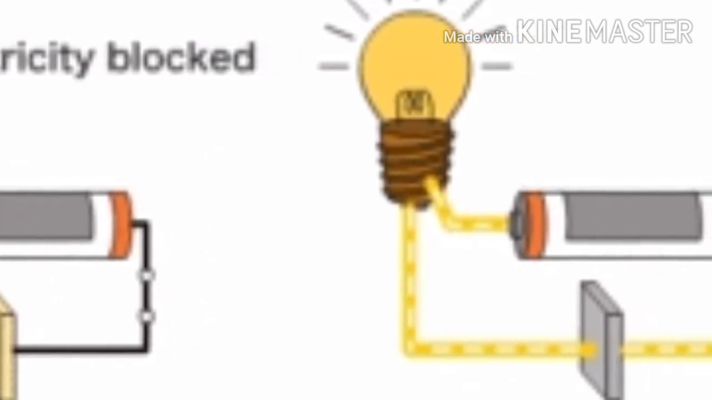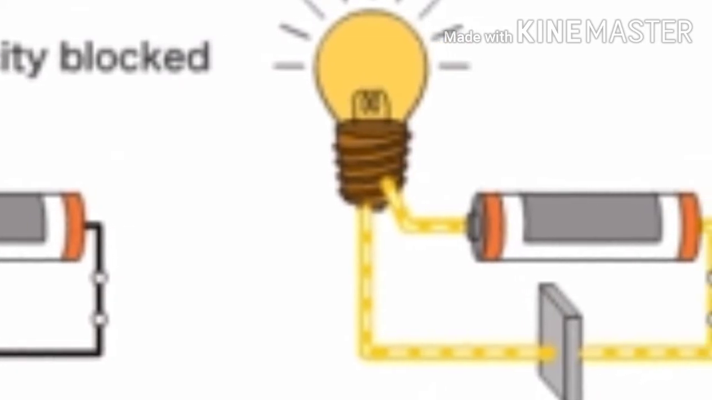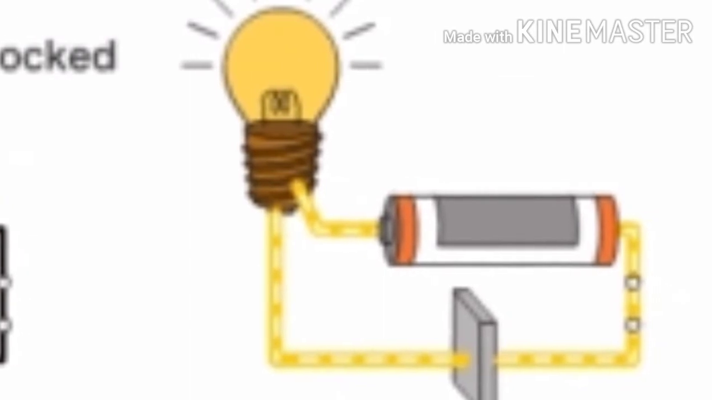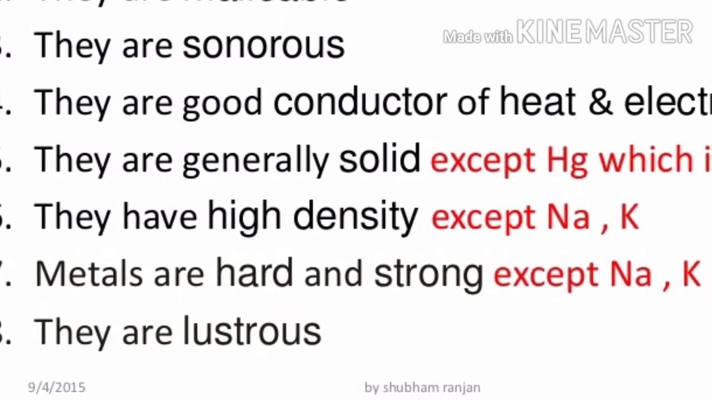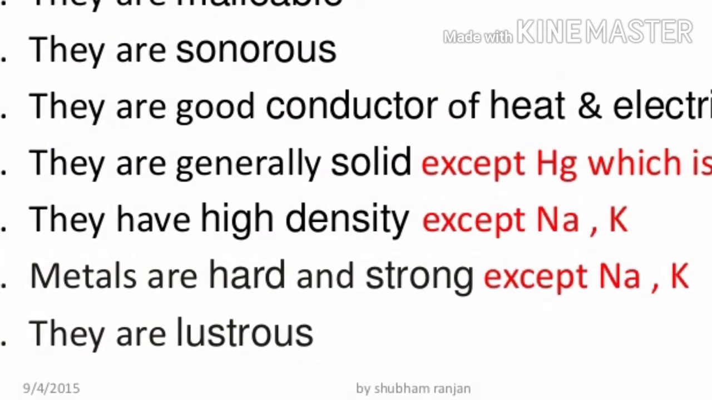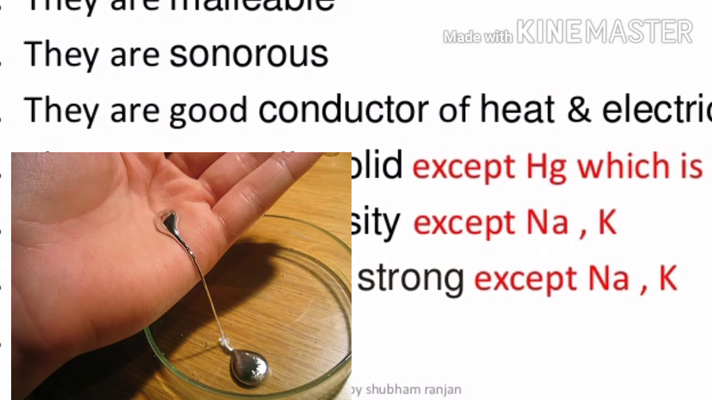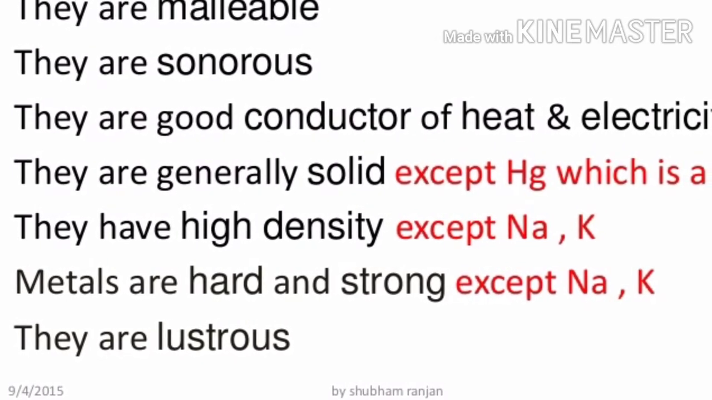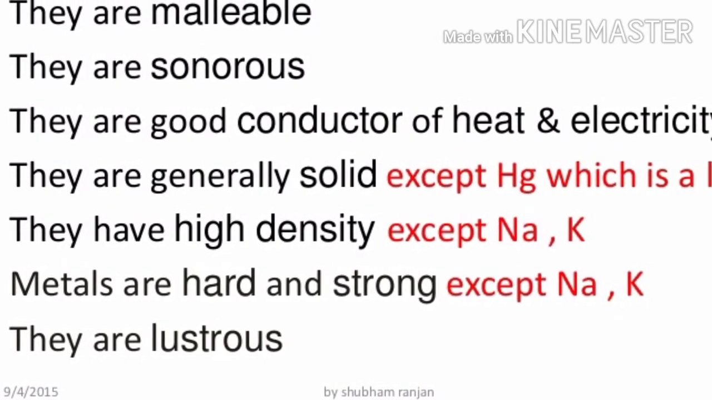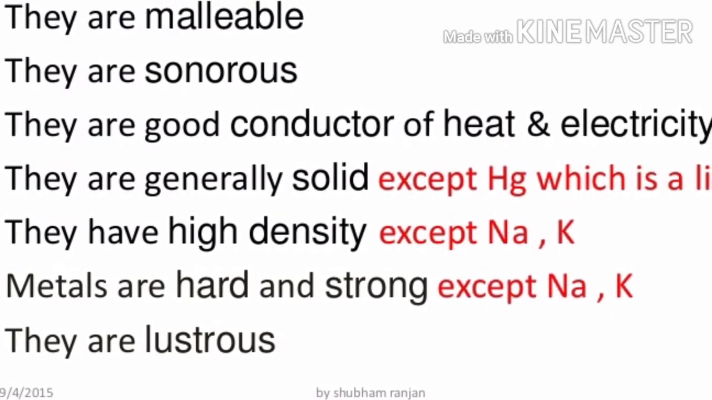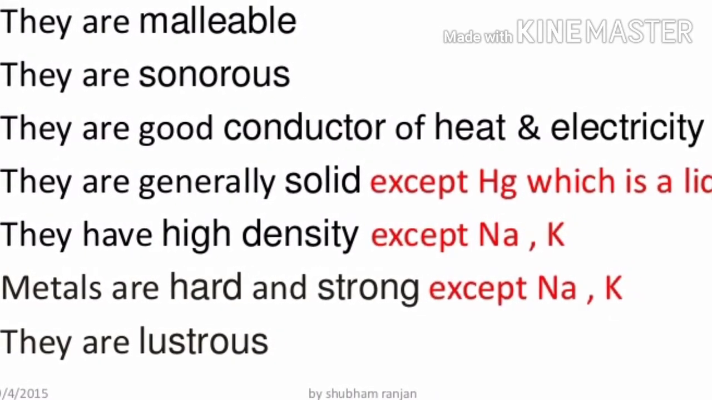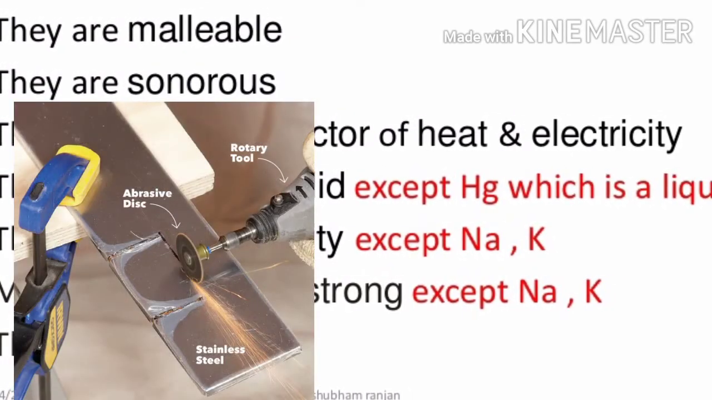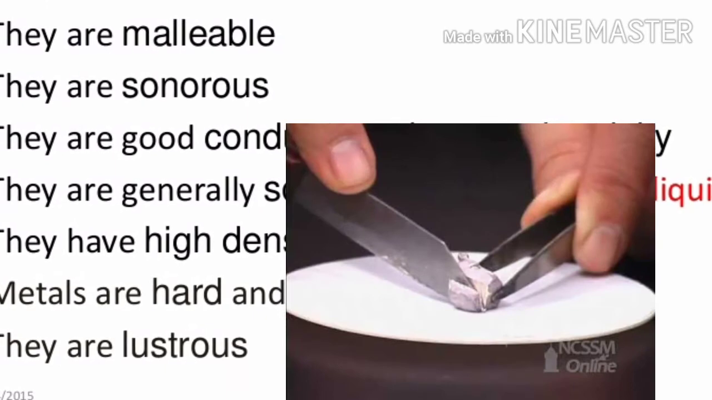This is the reason why metal wires are covered with polyvinyl chloride. Non-metals like polyvinyl chloride help in insulating copper wires. Metals are generally solid except mercury, which is liquid at room temperature. Metals have high density, so we can say that metals are hard and strong, except sodium and potassium, which have low density. This is proved by showing that metals cannot be cut with a normal knife. A special instrument is needed to cut metals, but sodium and potassium can be cut with a knife.